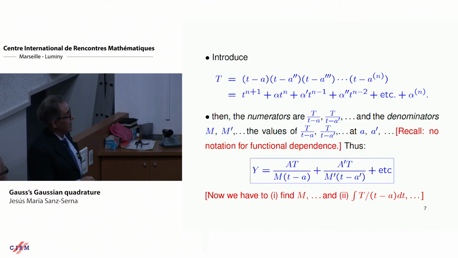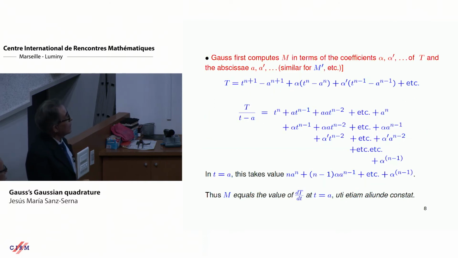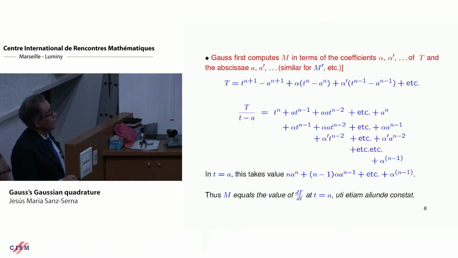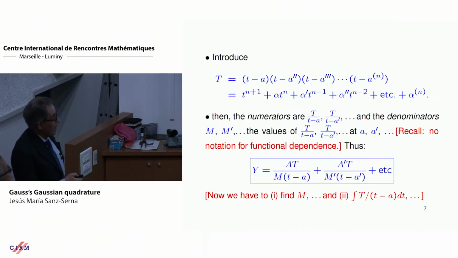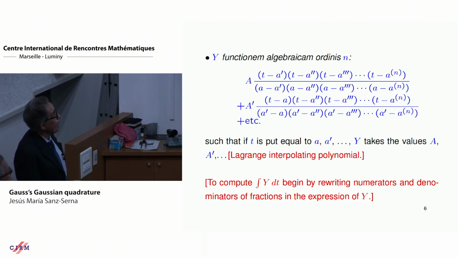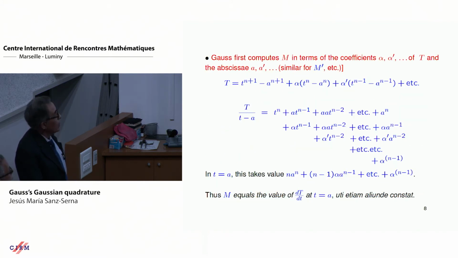And then the next step is to find explicitly the value of m here, and then to integrate the functions T divided by t minus a and so forth. So how does he compute m in terms of the coefficients of T and the abscissas? Well, he writes T as given here, so he uses that T vanishes at a. So this is T at t minus T at a. And then he divides by t minus a. So this is quite an awful, not a very nice computation.